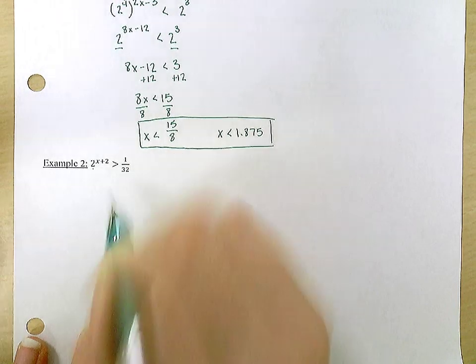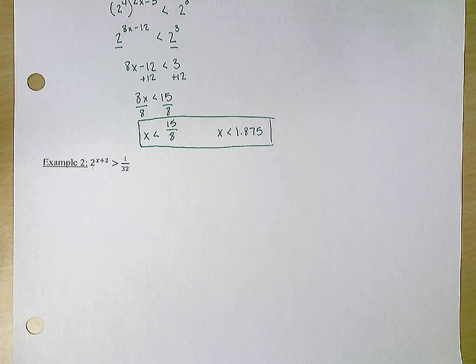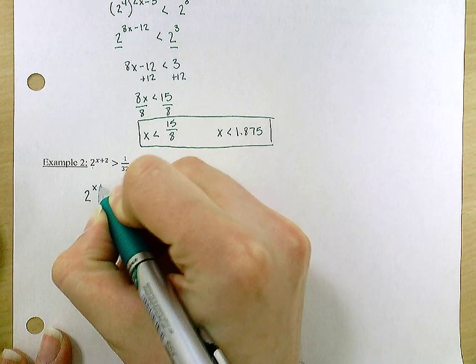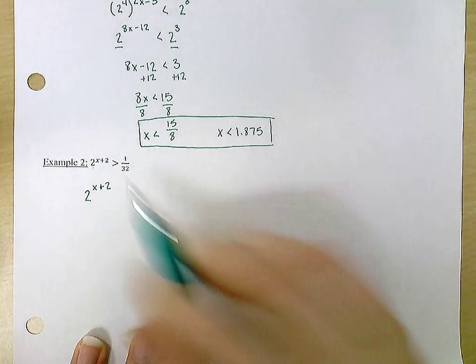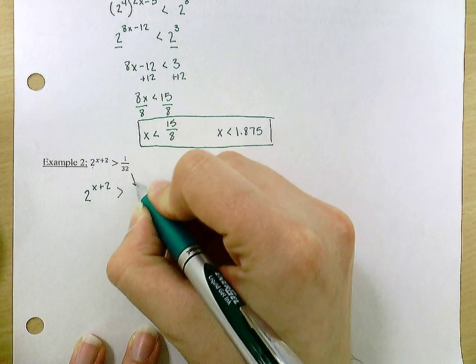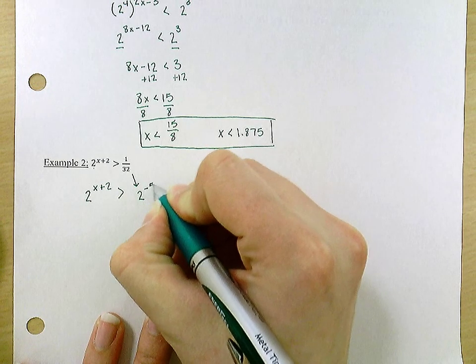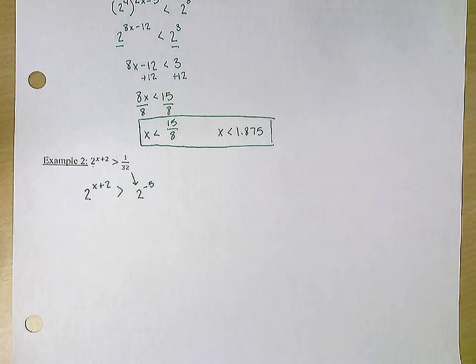So here, I'm going to keep a common base of 2 since I can't change 2 to any type of power. I can't reduce it. So I'm going to keep this as 2 to the x plus 2 power. But I'm going to change this 1 over 32 to a base of 2. Now 2 to what power is 32? 5, right? So it'd be 2 to the negative 5th power then. That way it makes that fraction. Do you understand how I did that?